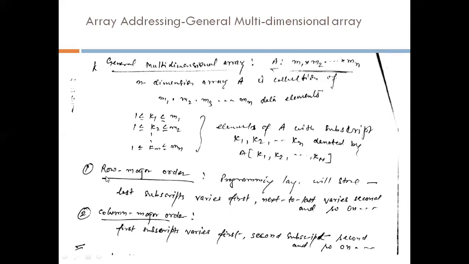If elements are stored in row major order, what will happen? Like you can see in the previous example, in row major order the last subscript varies first, because the first row will be stored, then the second row will be stored, then the third row will be stored. That means the last subscript varies first, then the next to last varies second, and so on. The reverse will be in column major order: the first subscript varies first, then the second subscript varies, and so on.